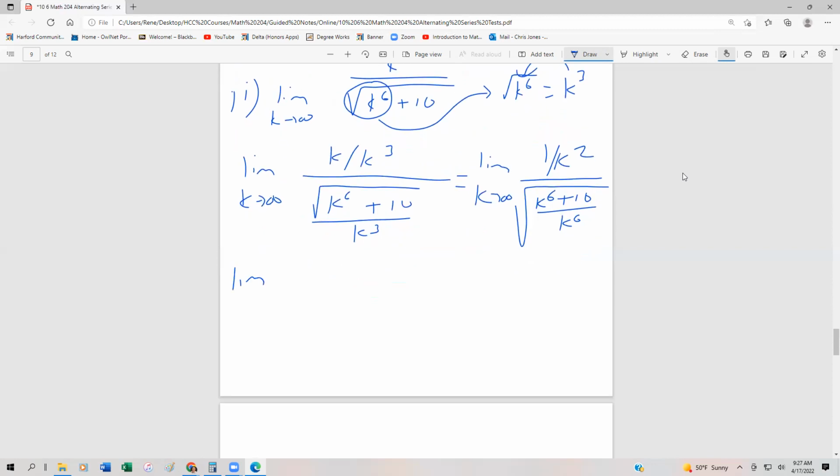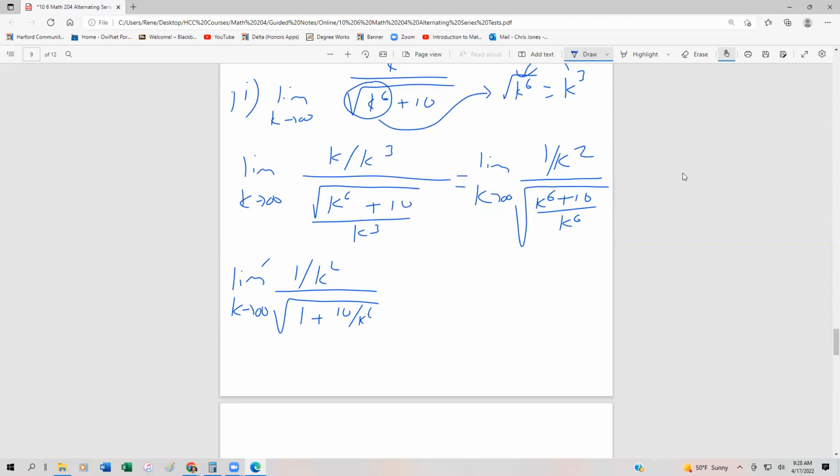So now we have the limit as k approaches infinity of 1 over k squared divided by the square root of 1 plus 10 over k to the 6th. All I did was split those into 2 separate small fractions.